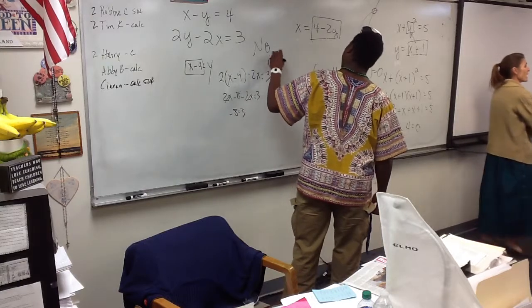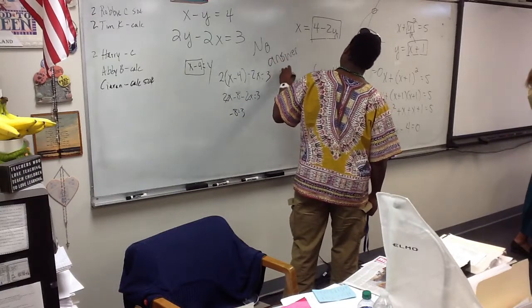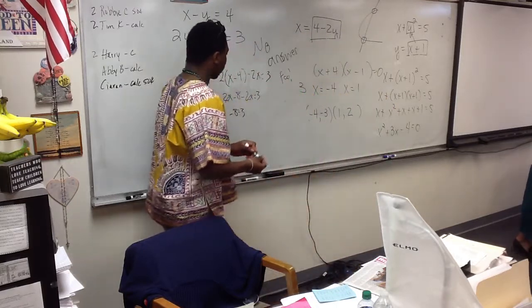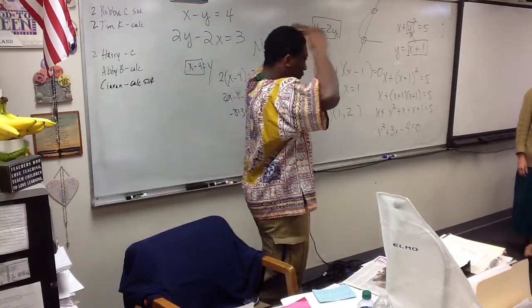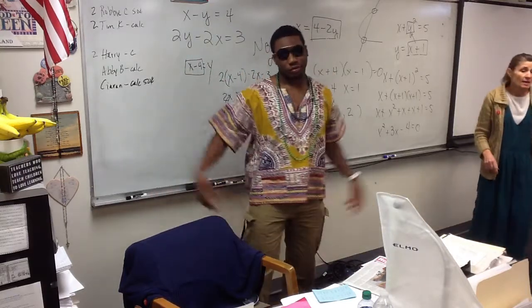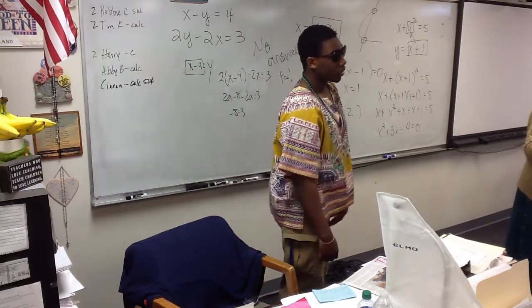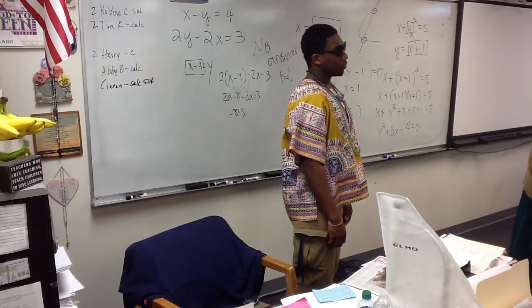These two lines are parallel, which means they don't intersect or cross, so you have no points of intersection. When you lose your variables like he did, and you get a statement that is not true, negative 8 equals 3, not true, then you have no solution.